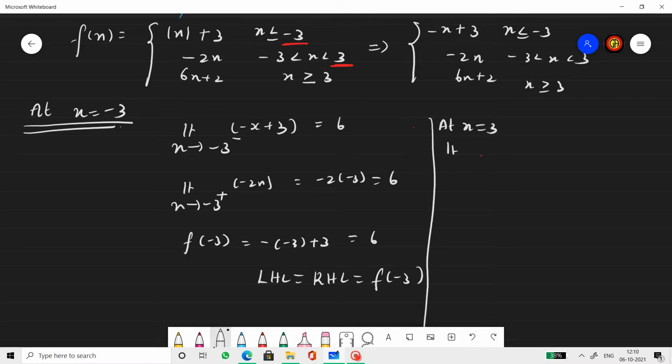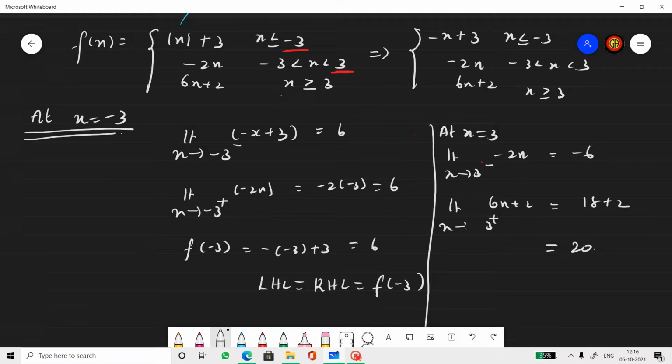The limit as x tends to 3 minus will be minus 2x, so it will be minus 6. The limit as x tends to 3 plus would be 6x plus 2, right? Limit as x tends to 3 plus will be 6 into 3, 18 plus 2. We come to a conclusion that it is discontinuous.